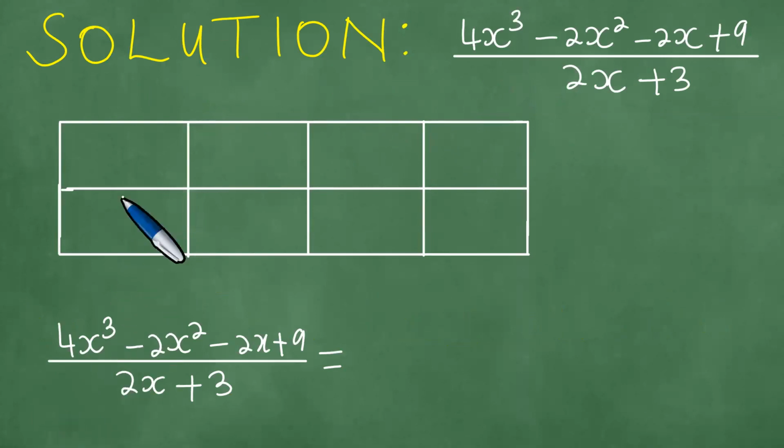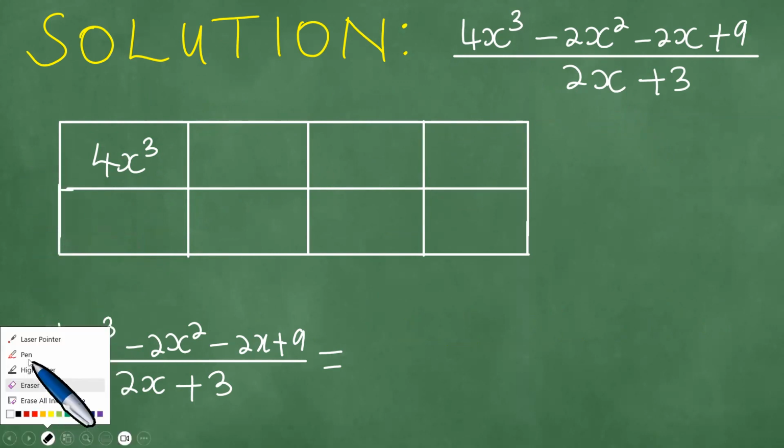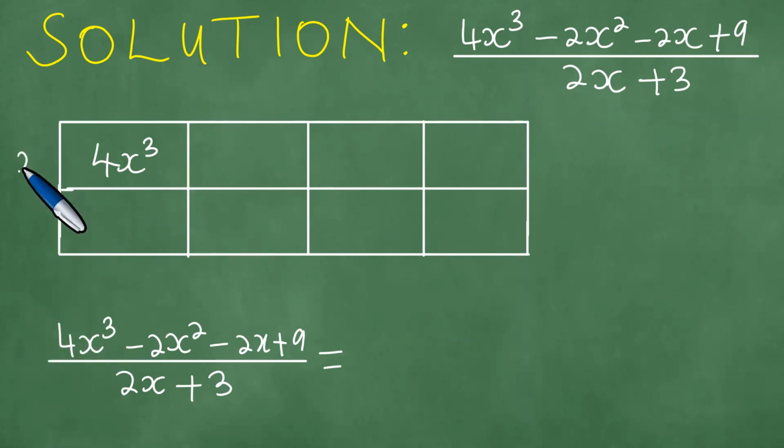So what we do here is we write 4x cubed here. And we consider now the divisor here, so we write 2x and plus 3. We divide 4x cubed by 2x, and we get exactly 2x squared.